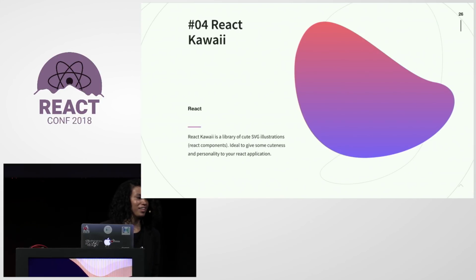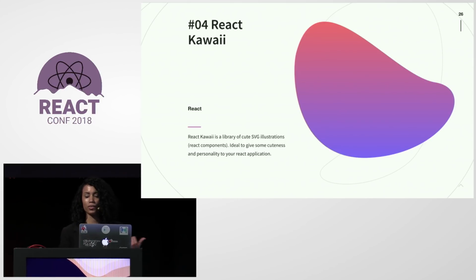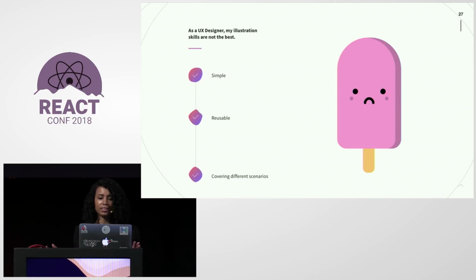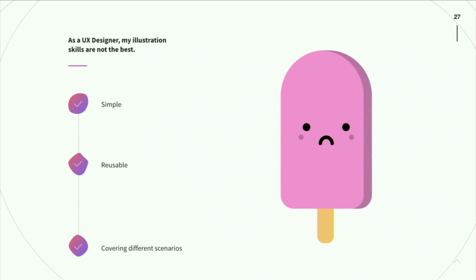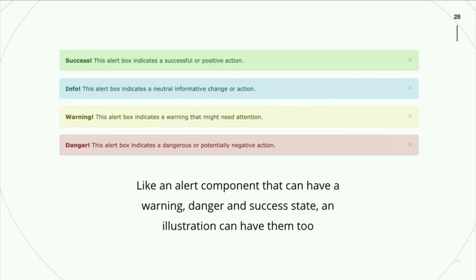Okay. Yeah, thank you. So this is now the second project. The first one, the cassette tape, the use case was when you need to create animation. And this is the second use case, when you want to use illustrations to make something reusable and customizable. As a designer, my illustration skills are not the best. And when I try to design something, because I'm also really lazy, I always try to do something simple, reusable, and covering different scenarios.